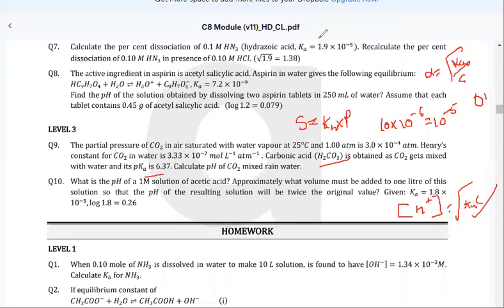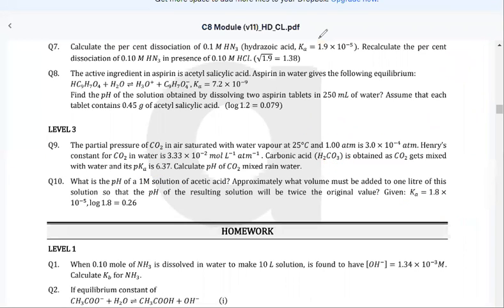Okay. Now question number 10. Everyone just see question number 10. What is the pH of a 1 molar solution of acetic acid? K is given. So tell me, ideally what you have to do.